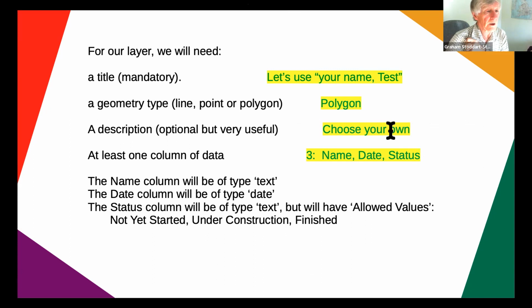We'll talk about doing your own description, and we're going to create 3 columns of data. Every record needs at least 1 column. We're going to go for 3 for training purposes. 1 will be of the text type, 1 will be of a date type, and 1 will be of an allowed value type, just so that you can see how we do it. There will be 3 allowed values that we'll type in. 1's not yet started, the middle one is under construction, and the last one is finished.